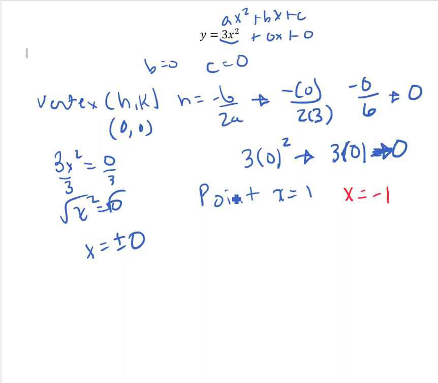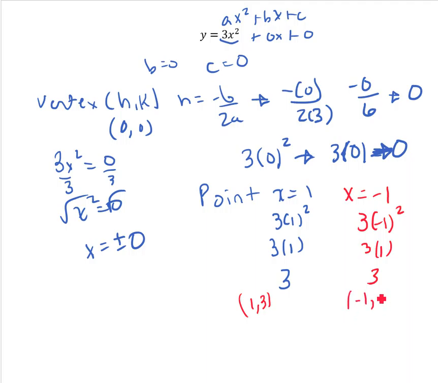Okay, so let's plug in x equals 1. We have 3 times 1 squared. 1 squared is 1, times 3 is 3. All right, let's find the other point. We plug in 3 times negative 1 squared. Negative 1 squared is 1, times 3 is 3. What did I tell you? They were both the same. Okay, so now we have points for these 2 points: x equal to 1 and y equal to 3, and x equal to negative 1 and y equal to 3, plus our vertex of 0, 0.